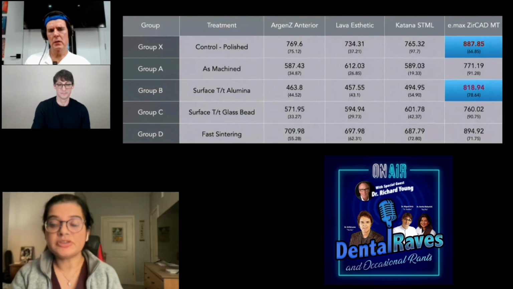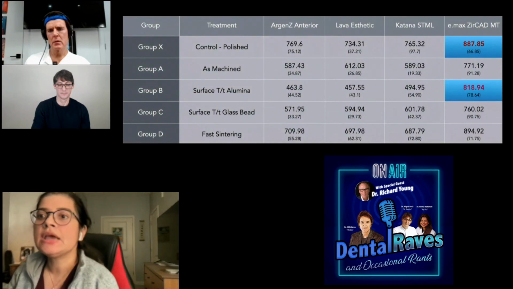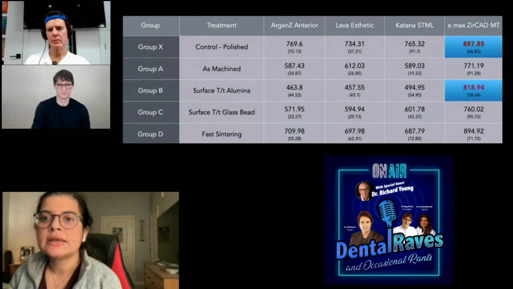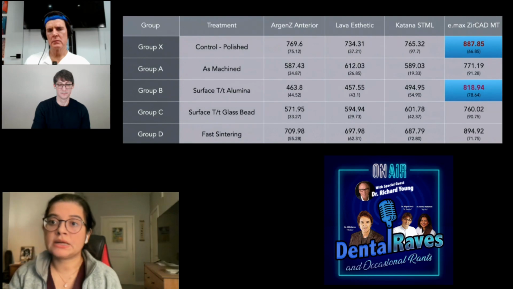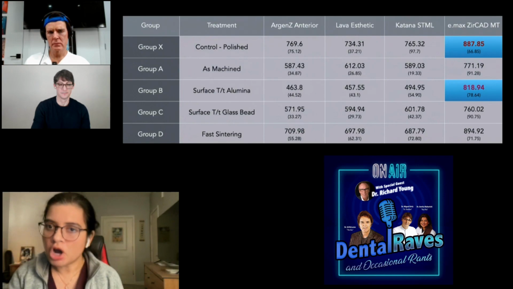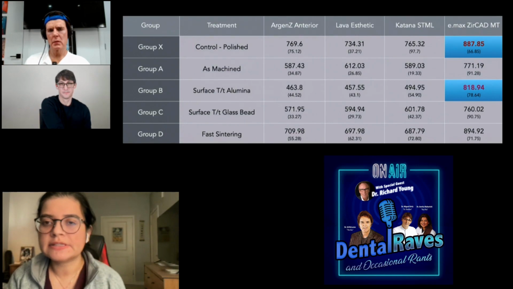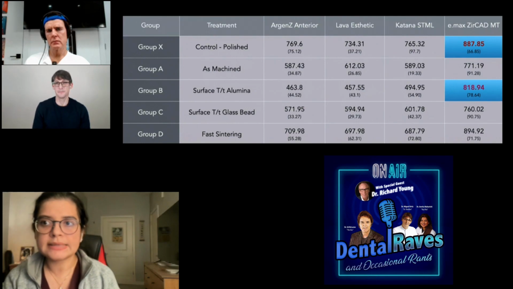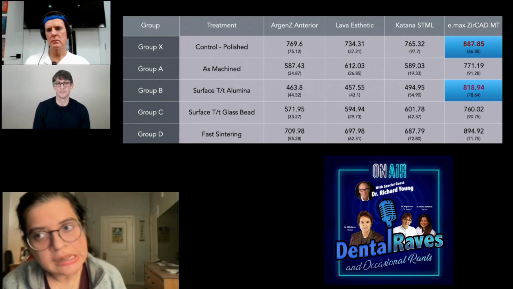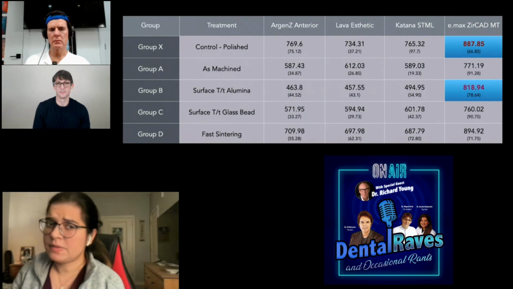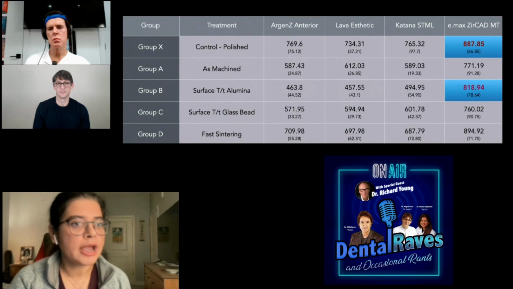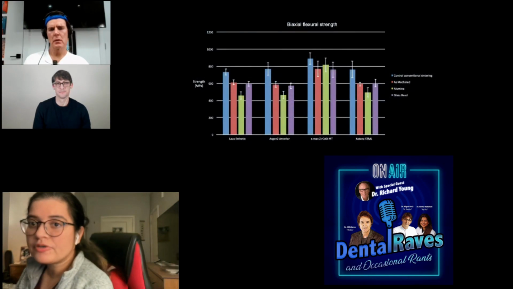The interesting thing to note, in the blue highlights, is that the 4Y material behaved quite like the 3Y material, whereas the argan-Z, the Interior Lava Esthetic and Katana STML are all 5Y, or 5 mole percent Yttria, materials. For all of them, the strength dropped significantly with surface treatment with alumina. However, for EMAX Zircite MT, which at that time was a 4Y material, the strength did not drop, because some transformation was still occurring in this material, just like a regular 3Y material would have.